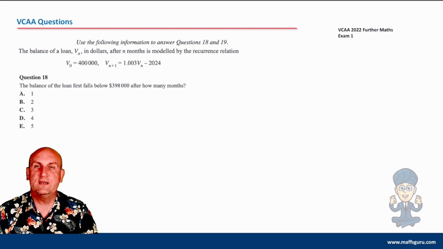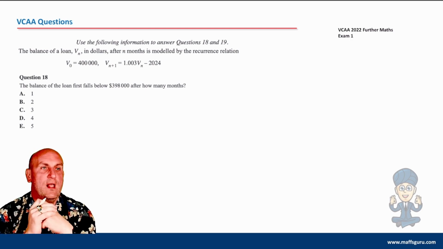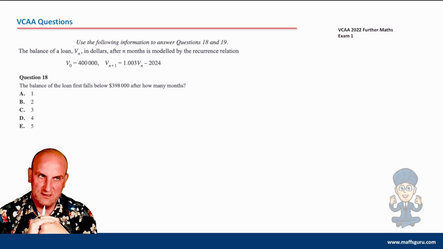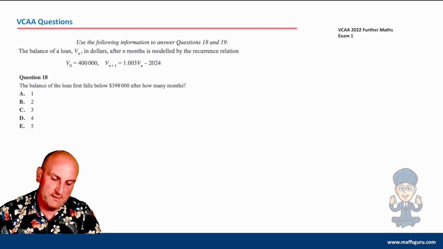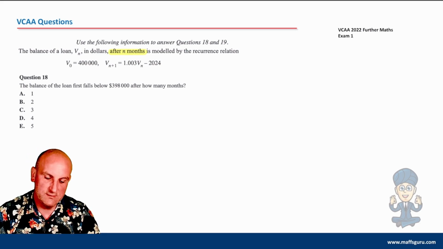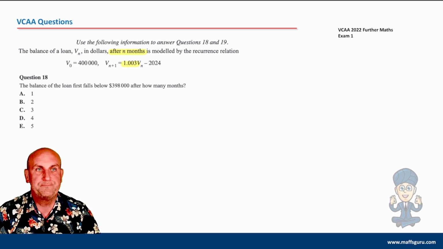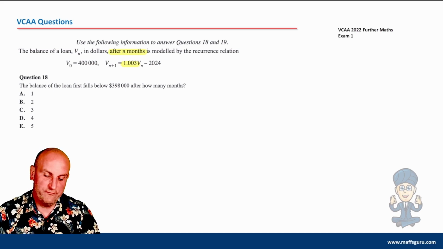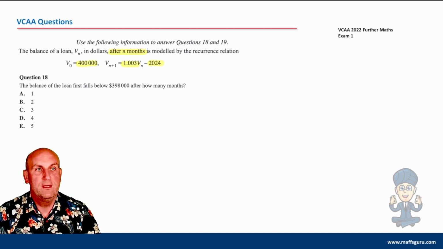Now here are some VCAA questions. Love VCAA questions. The balance of a loan, VN in dollars after N months, and again they give me N months, so I always tend to highlight that because it's important, is modeled by the following recurrence relationship. All right, so this must be my monthly interest rate. I've opened up with 400,000 and I'm taking out 2024. The balance of the loan first falls below 398,000 after how many months?